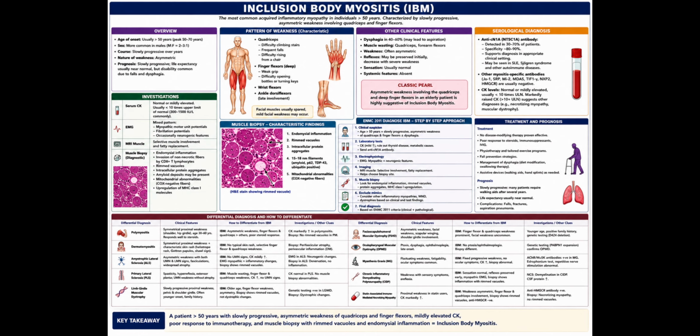Chronic inflammatory demyelinating polyneuropathy may present with weakness and gait difficulty. However, CIDP is usually associated with sensory symptoms, areflexia, and nerve conduction studies showing demyelination. IBM typically has preserved sensation and shows myopathic rather than neuropathic findings on electrophysiological studies.